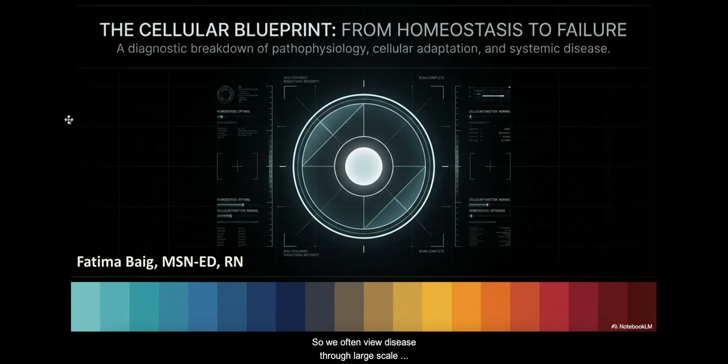We often view disease through large-scale symptoms, but clinical failure actually begins at the microscopic level. Today we're going to look at the diagnostic breakdown of how cellular adaptation and injury ultimately lead to systemic disease in the population.